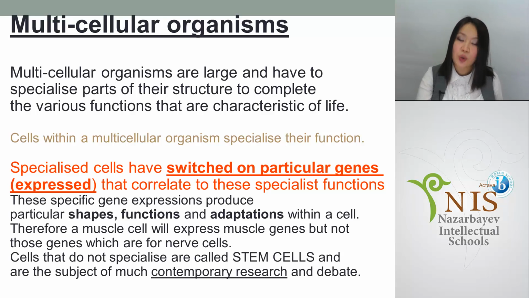We spoke about unicellular organisms first, and now we are talking about multicellular organisms. For example, let's look at mammals. Mammals are multicellular organisms, and in mammals we have lots of cells, trillions of cells.